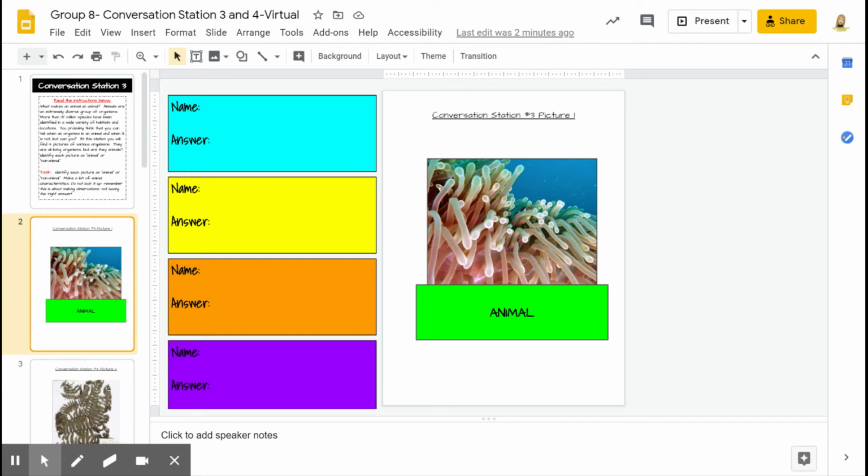So here we have a sea anemone, and it is an animal. It's like off of Finding Nemo. I'm going to include a video link so that you can see one as it stings its prey and eats a fish. So a sea anemone is actually an animal, even though it looks like a plant.